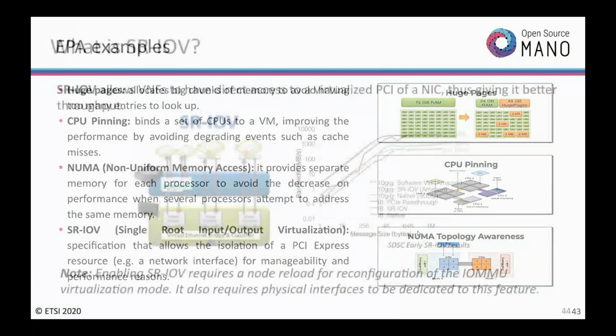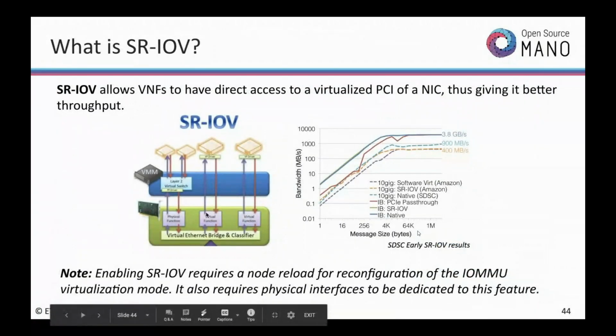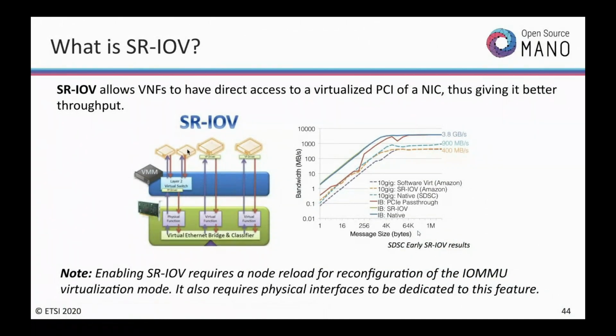So this is SR-IOV. It allows us to share a NIC instead of going through OVS or Linux bridging from the VMs to the outside. It goes directly to a virtual function of the NIC. This needs us to reconfigure the server once to enable SR-IOV interfaces.